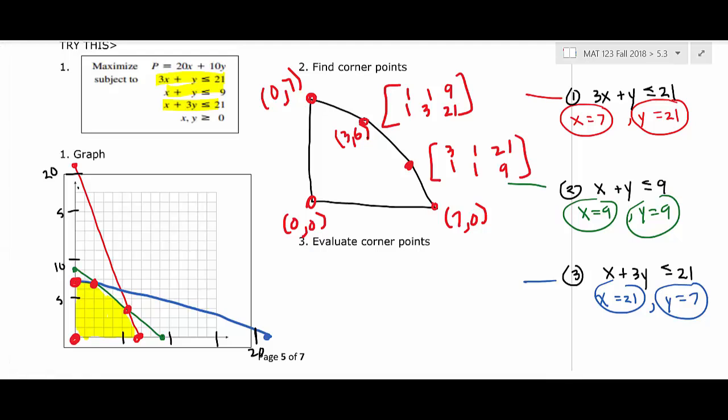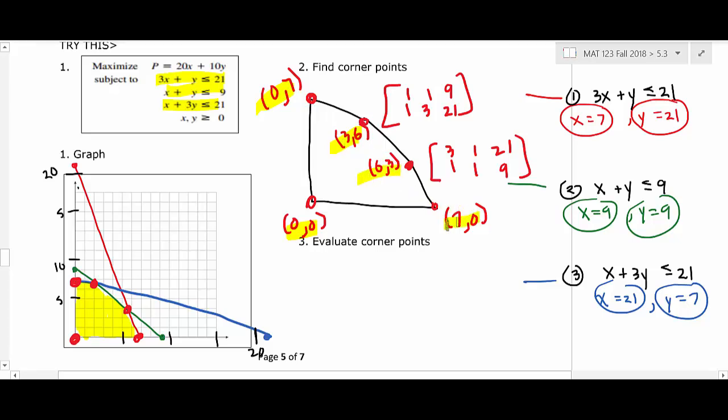Has anybody got the other one yet? What'd you get? 6, 3? Okay, I'll take your word for it. You've got to be kind of careful. Just put them in. So we got those then. That would be your corner points, and you're doing maximizing on this.